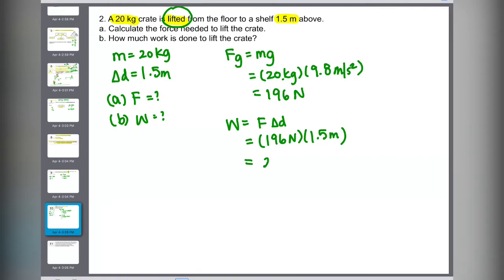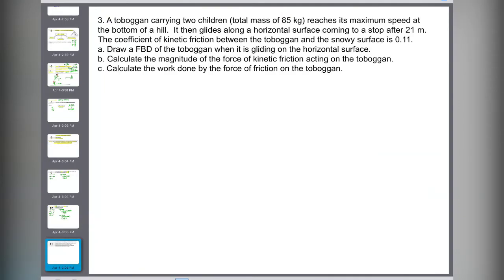So times 1.5, 196 times 1.5. So 294. What's the unit for work? I hope you know it.